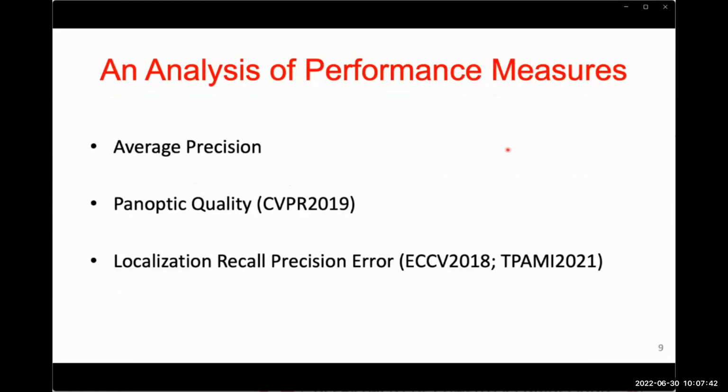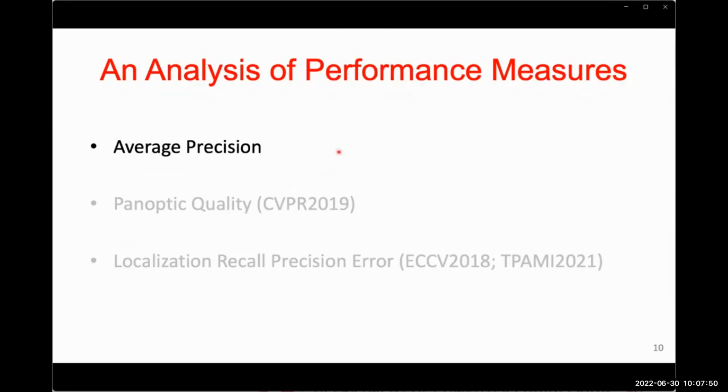Now, let us look at the commonly used performance measures and analyze where they stand with respect to those important features. Let us start with average precision. My colleague Emre introduced average precision in the first part, so I will directly start with analyzing average precision with respect to the important features.